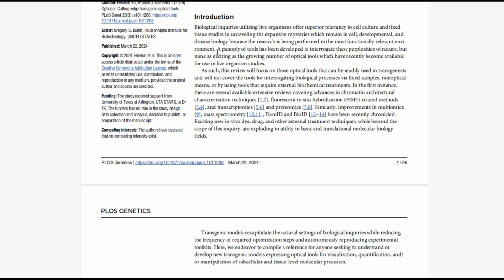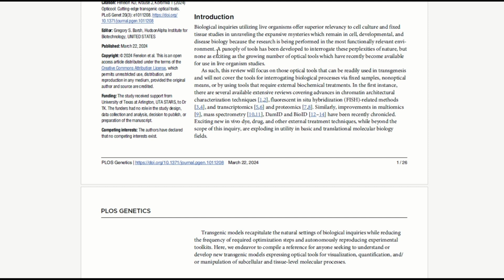As such, this review will focus on the optical tools that can be readily used in transgenesis, and will not cover the tools for interrogating biological processes via fixed samples, non-optical means, or by using tools that require external biochemical treatments. In the first instance, there are several available extensive reviews covering advances in chromatin architectural characterization techniques, fluorescence in situ hybridization related methods, and optogenomics and proteomics. Similarly, improvements in multiomics, mass spectrometry, DamID, and BioID have been recently chronicled. Exciting new in vivo dyed drug and other external treatment techniques, while beyond the scope of this inquiry, are exploding in utility in basic and translational molecular biology fields.